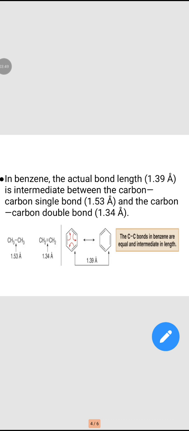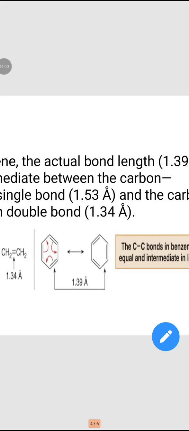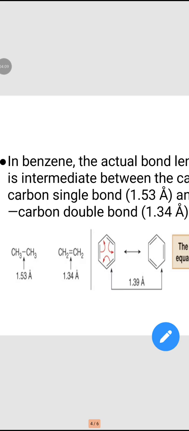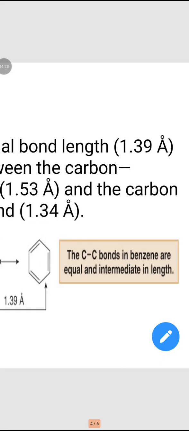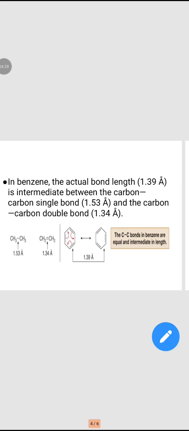Carbon-carbon single bond, carbon-carbon double bond, but the actual bond length is 1.39 angstrom, intermediate between the two. In the benzene resonance structure, the bond length is 1.39 angstrom. So in CH3-CH3, the carbon-carbon single bond is 1.53 angstrom, and in CH2=CH2, the carbon-carbon double bond is 1.34 angstrom. The carbon-carbon bonds in benzene are equal and of intermediate length.